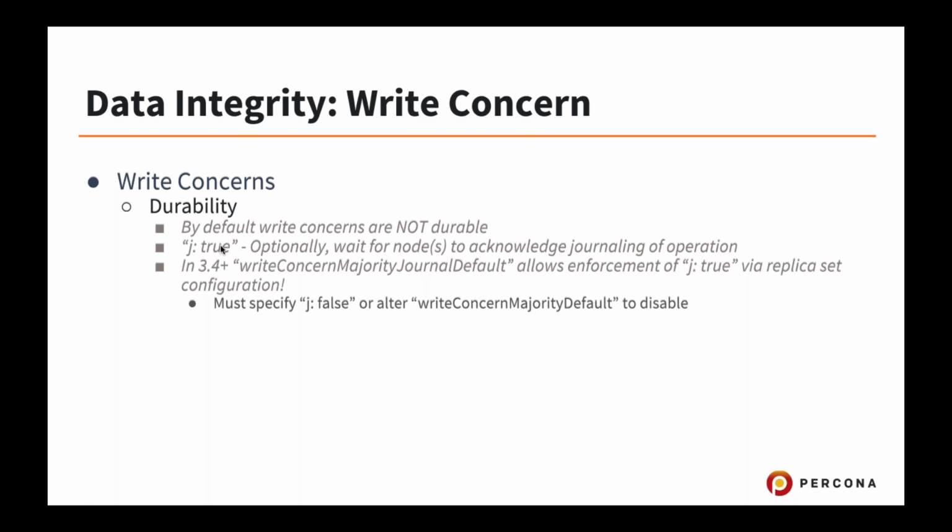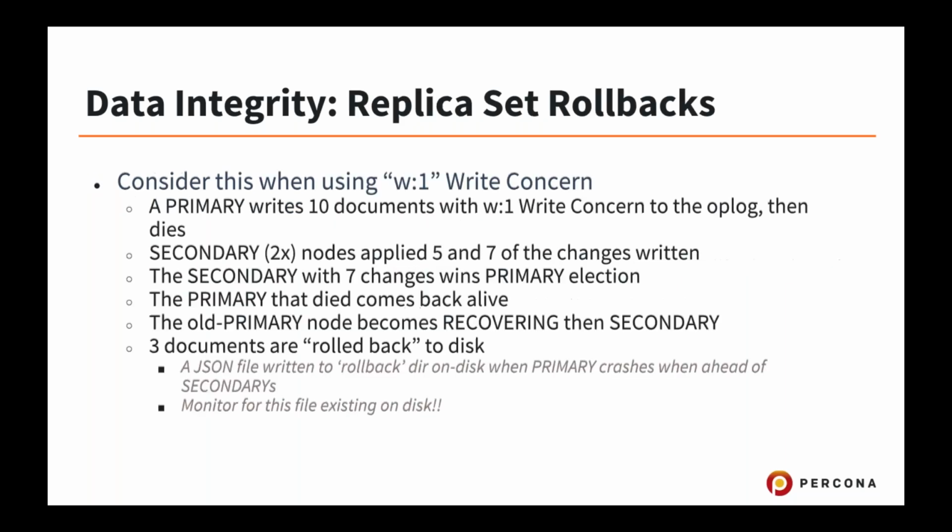So some users at Percona have upgraded to 3.4 and seen worse performance because they were relying on the default being false when it changed to true. So look out for that and test for that. If you see worse performance going from 3.2 to 3.4, look to see if you were specifying your journal flag. It's probably just the default that changed.